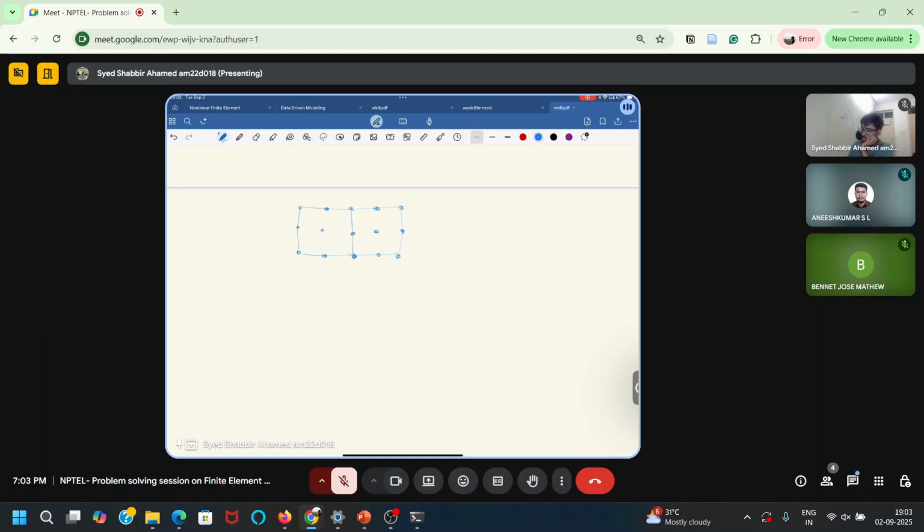15 nodes means you will get a stiffness matrix of size 15 cross 15. So your stiffness matrix will be 15 cross 15, and you will have U, which is a vector we have to find out, which will be 15 cross 1, and the load vector will also be 15 cross 1.